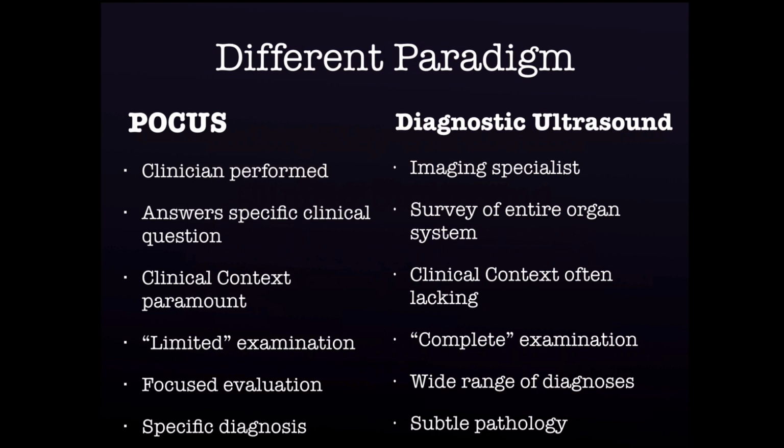Well, if somebody comes in and we think they have gallbladder problems, we're not going to do all of those things. We're going to look at the gallbladder, and if it's not the gallbladder, maybe we'll do something else. But if it is the gallbladder, we stop. So we are only looking to answer specific clinical questions. They're giving us a survey of the entire organ system. They don't have clinical context oftentimes to help them gauge whether they're right or wrong on their ultrasound, whereas we do. They do a complete exam.